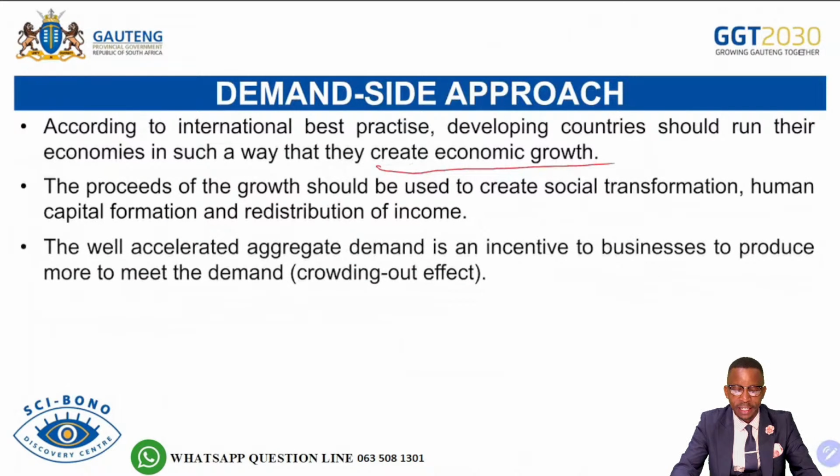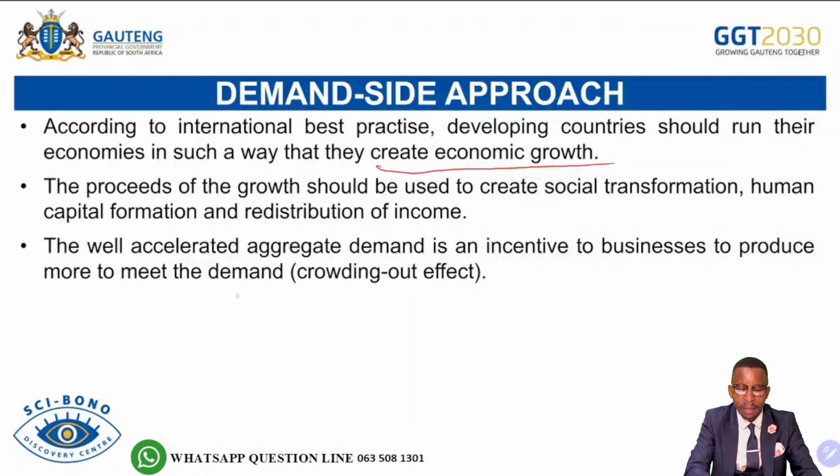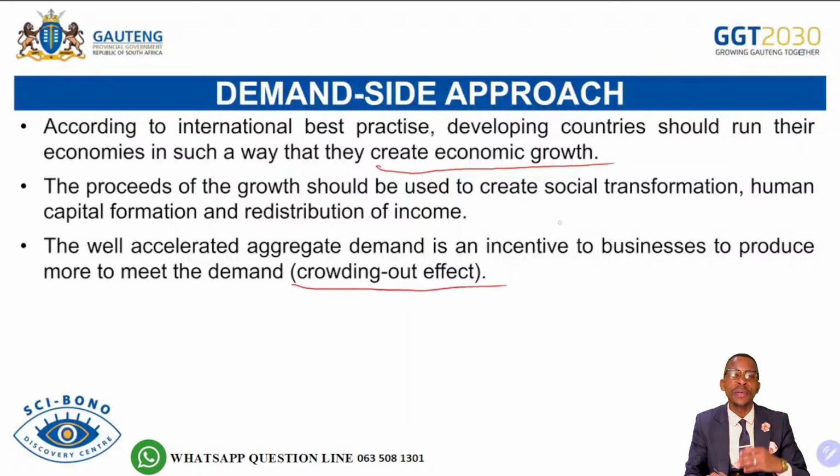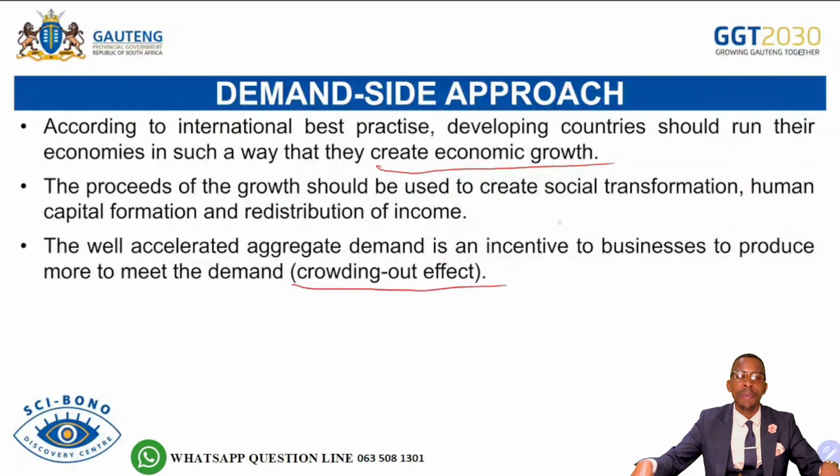Well-accelerated aggregate demand is an incentive to businesses to produce more to meet the demand. That's the crowding out effect. If something is known as crowding out, it's a spillover effect: it benefits someone, it moves from one party to another party. The government tries to ensure that people are able to afford more goods and services, but that indirectly benefits businesses, because businesses will benefit through the increase in aggregate demand. They will enjoy producing a high level of output, and that will result in them being more profitable.